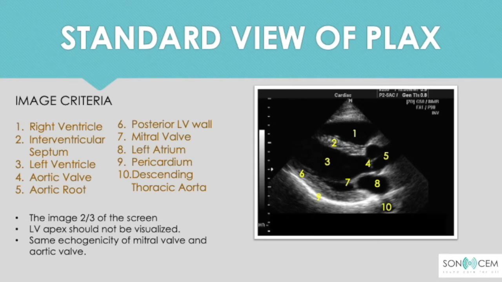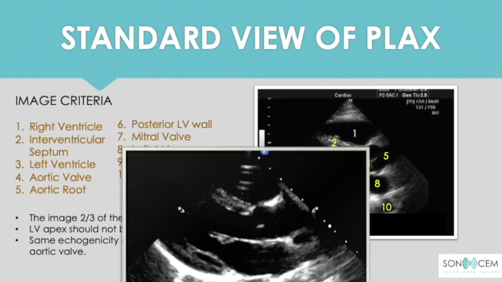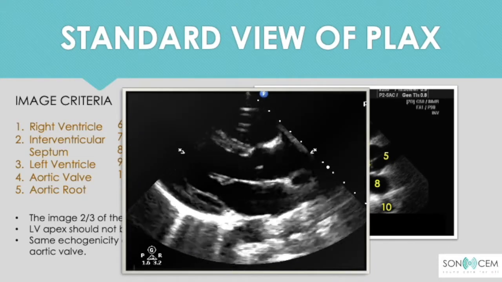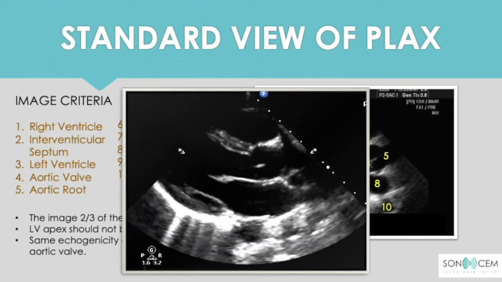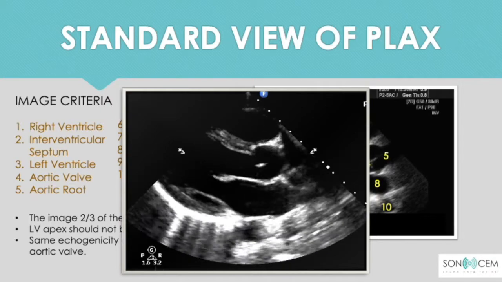And remember, the standard image also is where the image is 2/3 of the screen. LV apex should not be visualized, as if you are able to visualize the LV apex, you are foreshortening the view. And lastly, you have to get same echogenicity of mitral valve and aortic valve. This is the example of a standard clip of parasternal long axis view.